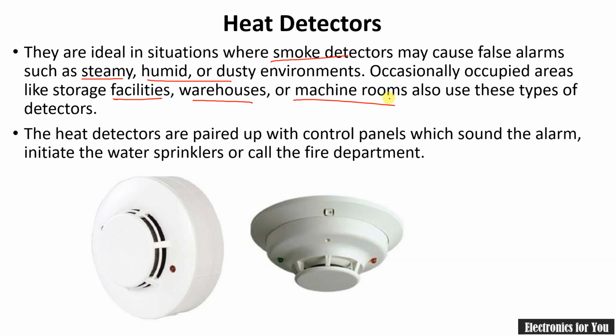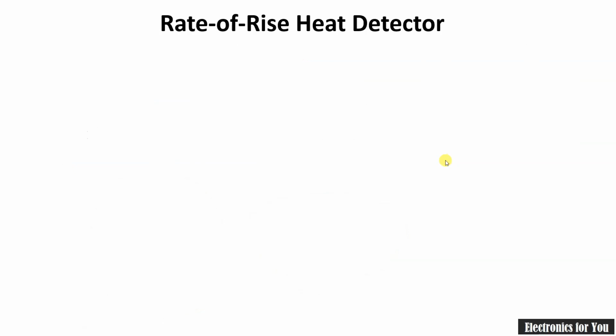Heat detectors are paired up with control panels which sound the alarm, initiate the water sprinkler or call the fire department. So generally these heat detectors are connected to control panels which may give an alarm, may initiate the water sprinkler, or can call the respective fire department.